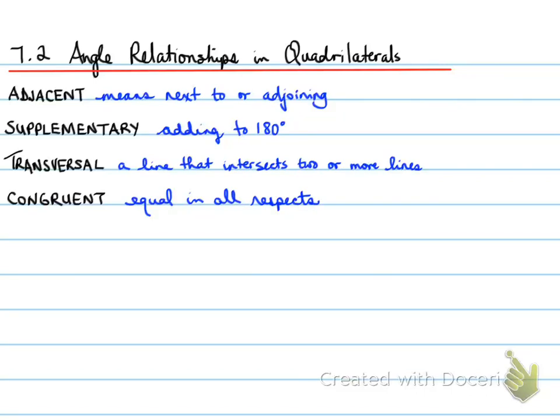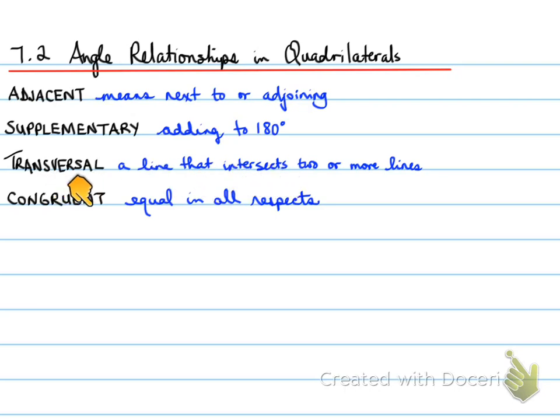So, angle relationships in quadrilaterals. Adjacent means next to or adjoining. Supplementary means adding to 180 degrees. Transversal means a line that intersects two or more lines. And finally, congruent means equal in all respects.